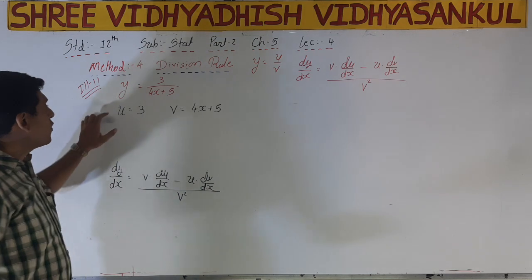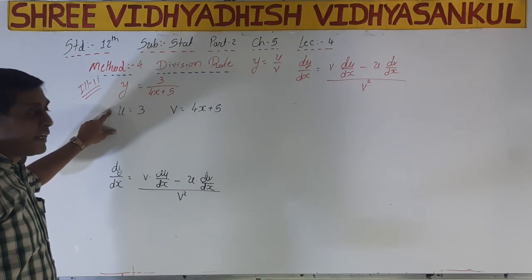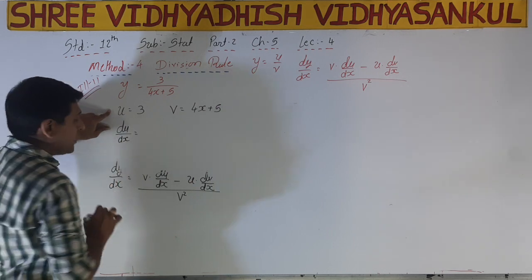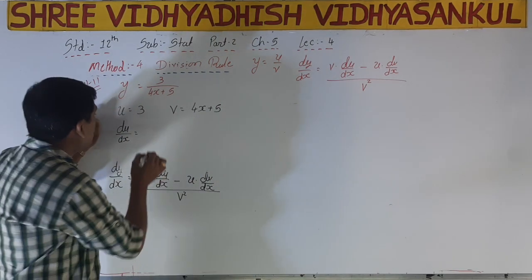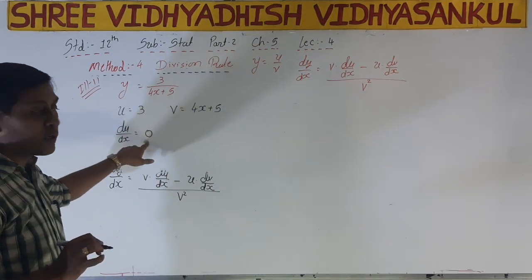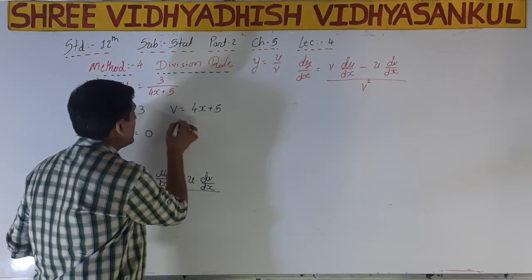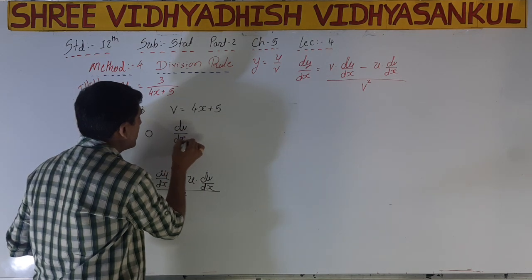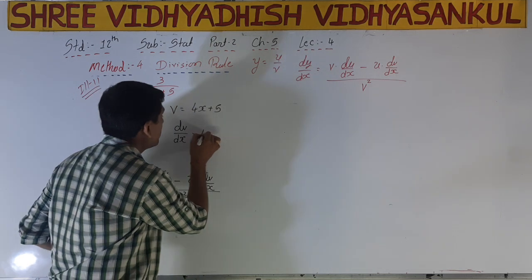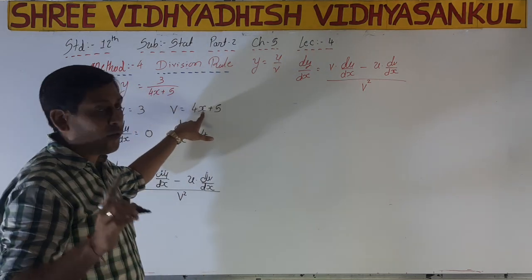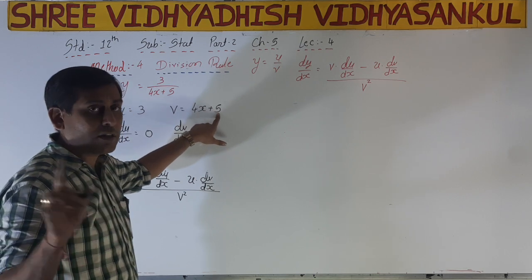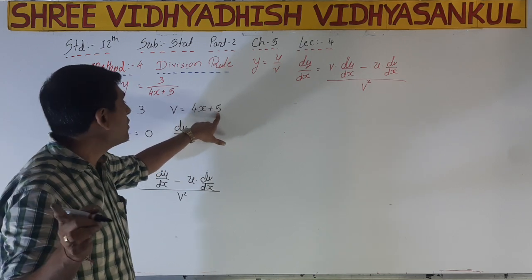So first of all, we have to find out du by dx. What is that? See, I am direct writing now that. What is du by dx? That is 0. Constant is only there. That's why du by dx is equal to 0. Now what is dv by dx? See, 4x. That's why 4, because differentiation of x is 1. 1 4s are 1. And here constant is there, that's why we don't have to write here 0.